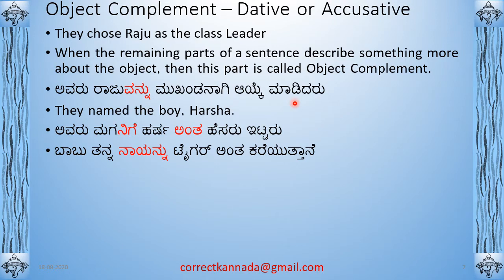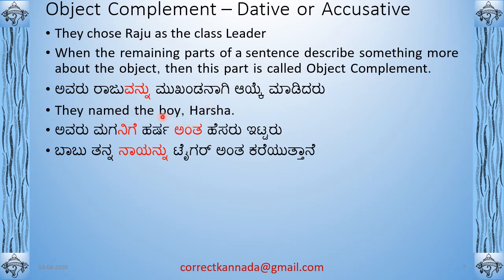Aike madidaru. They named the boy Harsha. Avaru maganige Harsha anta hesaru ittaru. So they named the boy Harsha. So this is again where the boy is the object, right? The rest of the sentence is all describing the object. Subject is they. All it is saying is giving more details about the object, and the object's name is Harsha. That's why it's called an object complement.